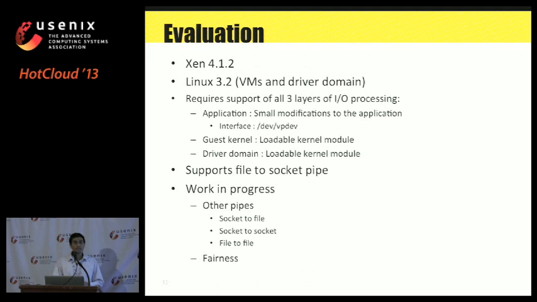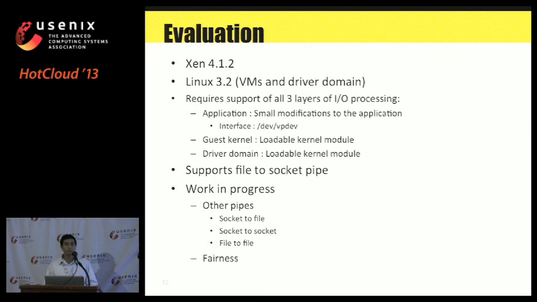We implemented a very simple prototype on Xen 4.1 with Linux 3.2 for both the VMs and the driver domain. To implement this, we require support from all three layers involved in IO processing. The applications obviously have to use the vPipe system call. In the guest kernel, we use a loadable Linux kernel module to implement the vPipe VM component functionality. In the driver domain, we also have a loadable Linux module to implement the vPipe driver domain component functionality. And we connect these two using a standard Xen ring buffer IO device.